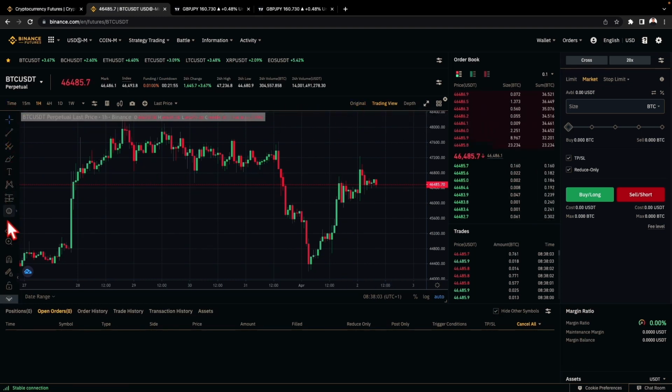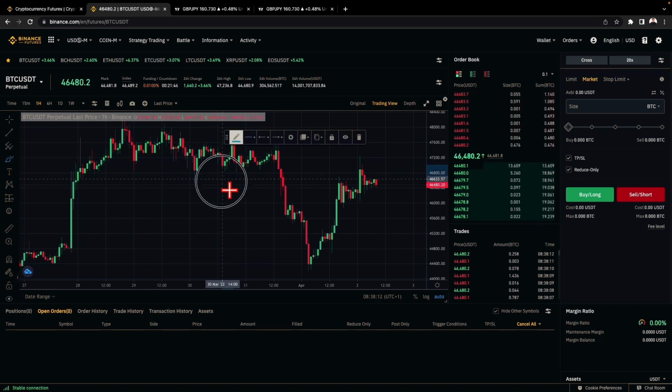If you come to the left hand side of the chart, you can see that we have different symbols, different things you can use to make your trading life easier. If you want to draw, for example, you can click here, pick the pencil and draw.